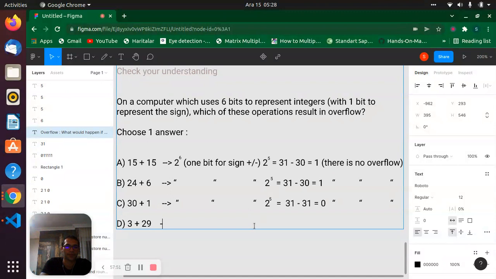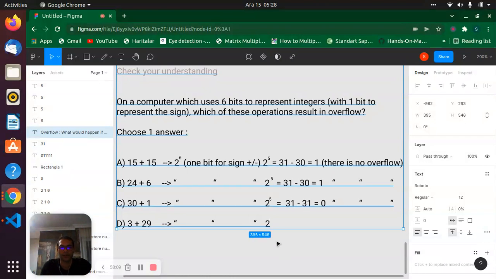Let's come here. Have you seen the solution? And look at this one here. This one will give us the solution.